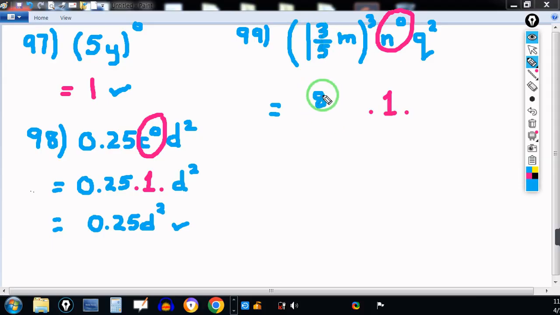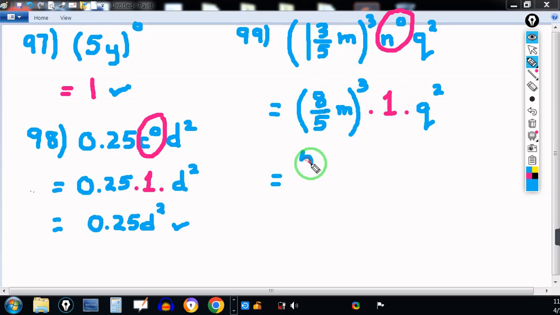This one will be equal to, I think I've talked non-stop, yeah? Whew. Hope I don't get the sore throat. So 8/5 m to the power of 3. Don't rush here. The n to the power 0 is the only one that is 1. Then q squared is q squared. Maintain 8. Okay, then you go 8 times 8 times 8. What's 8 to the power of 3? Very easy. 8 times 8, 64. 64 times 8 is 512.